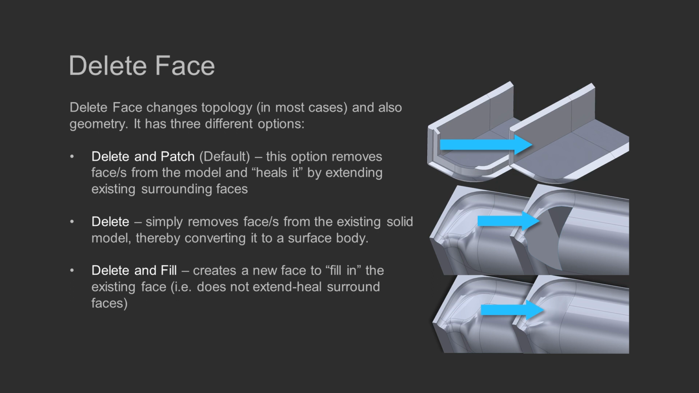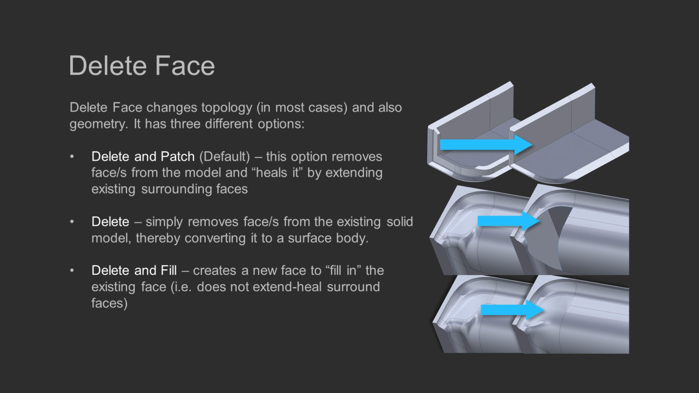The second option is delete, and this is without patching. So by definition, when you remove a face or faces with this option, you're actually eliminating the face from the model. And on a solid body, when you do this, it removes the face and converts it into a surface body, as you can see here where this face is removed, and now you have a non-manifold surface body.